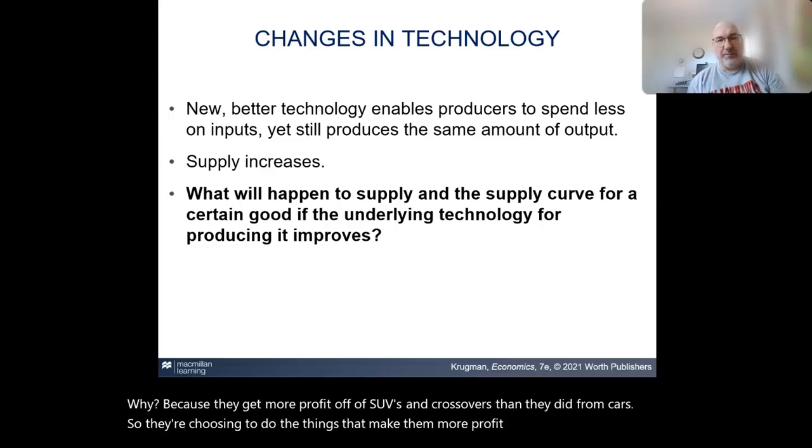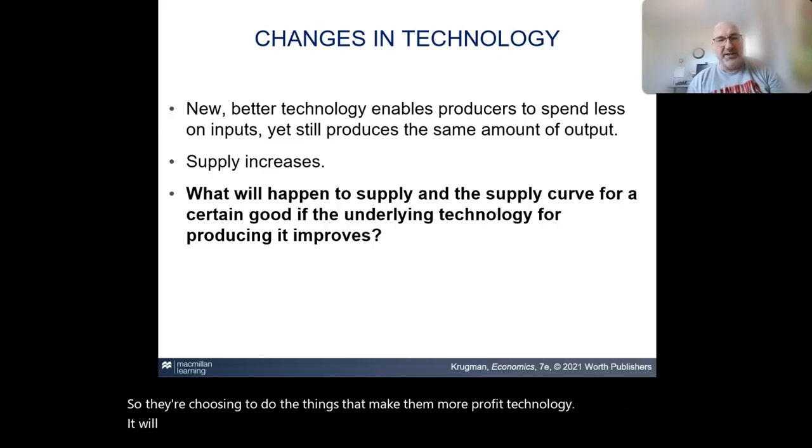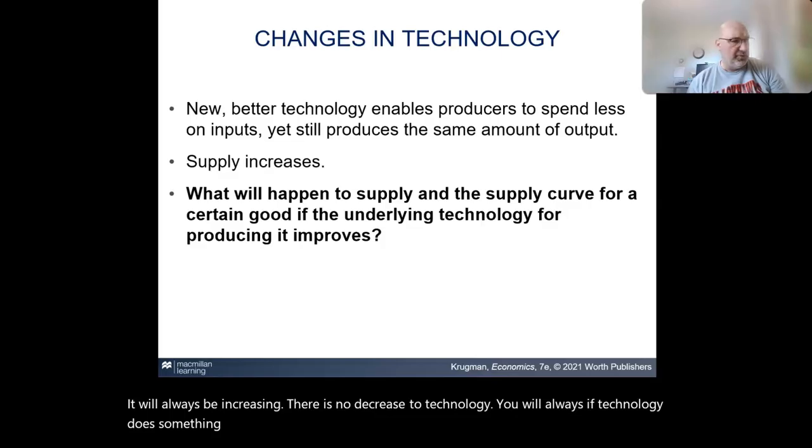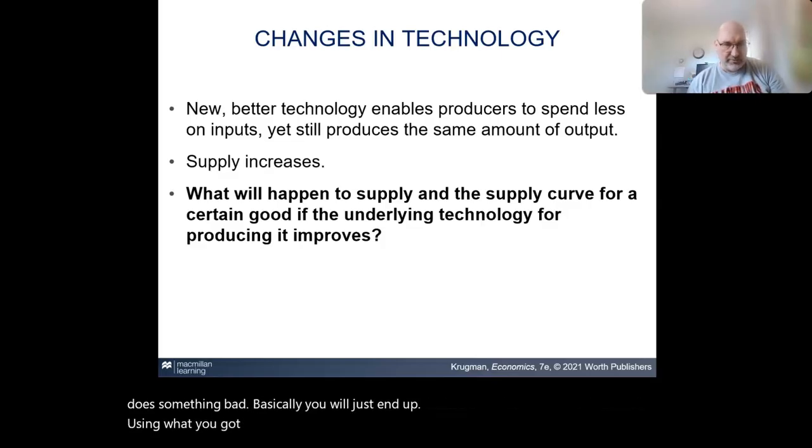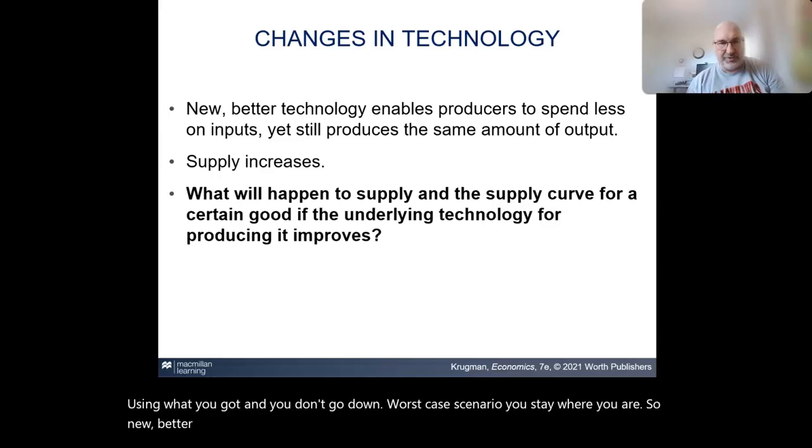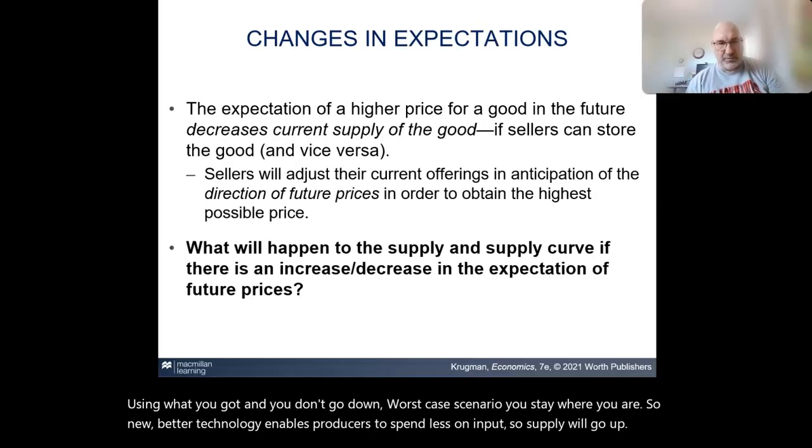Technology will always be increasing. There is no decrease to technology. If technology does something bad, you will just end up using what you got and you don't go down. Worst case scenario, you stay where you are. New, better technology enables producers to spend less on inputs, so supply will go up. So that's the way that works.